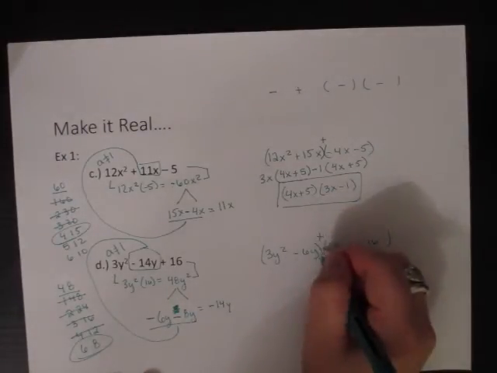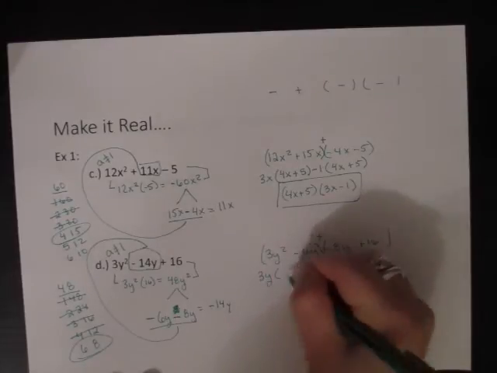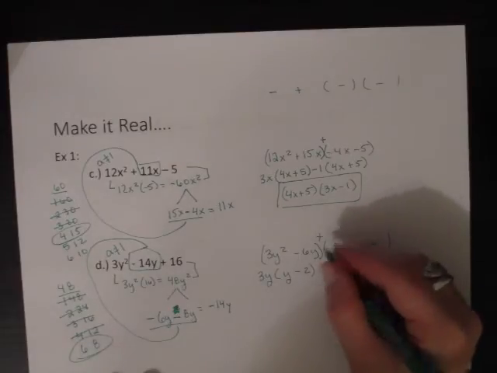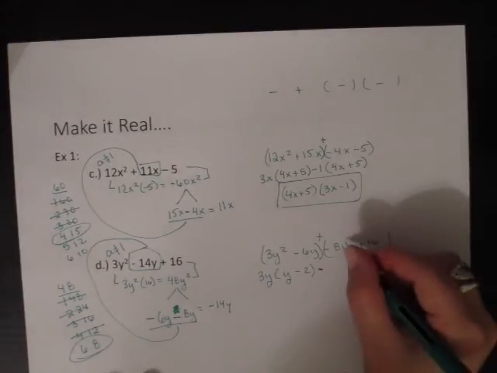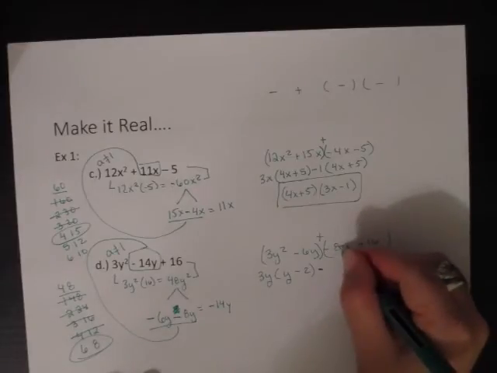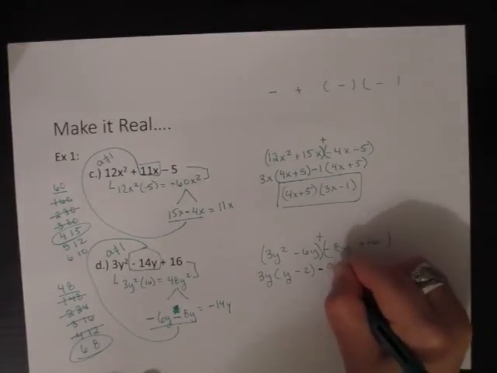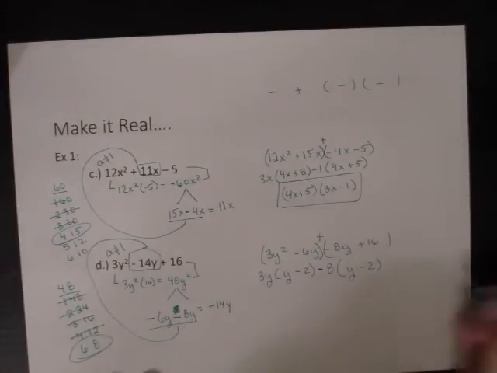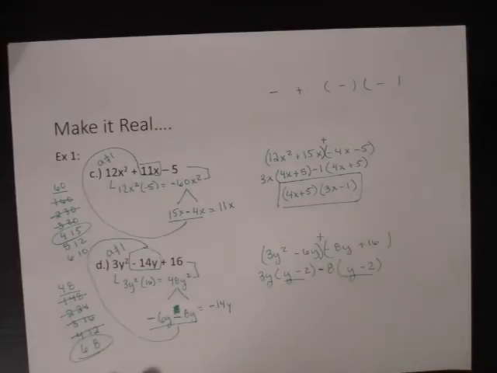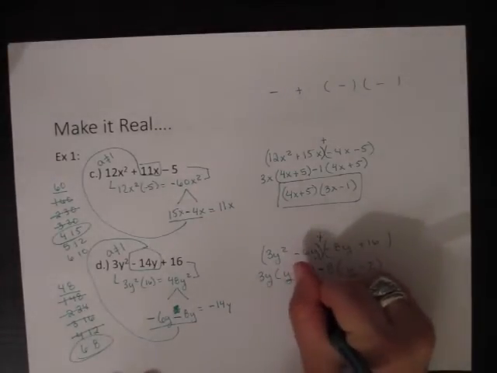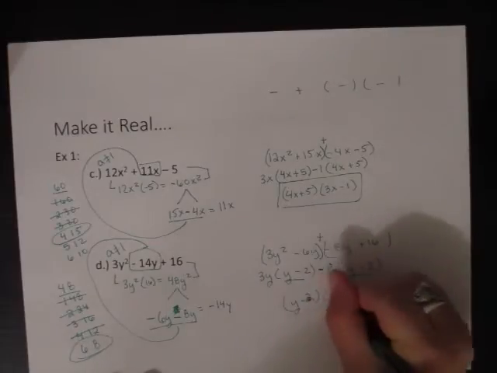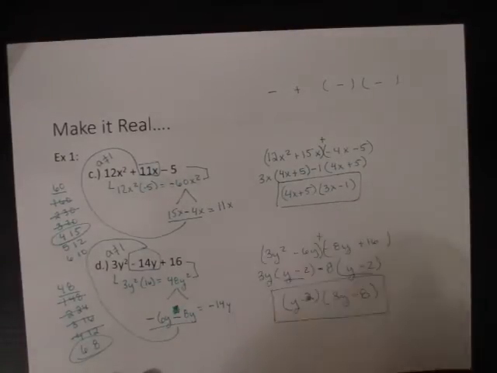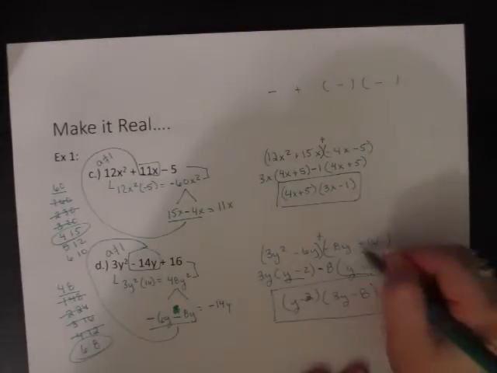So if I've got 3y squared minus 6y, I can pull out a 3y, and I'll be left with y minus 2. Right here, because I have a negative, I know I have to pull out a negative. So if I've got negative 8y plus 16, I know I can pull out a negative 8. So I'll be left with y minus 2. So I've got my common binomial of y minus 2, and then I've got 3y minus 8. And I'm done.